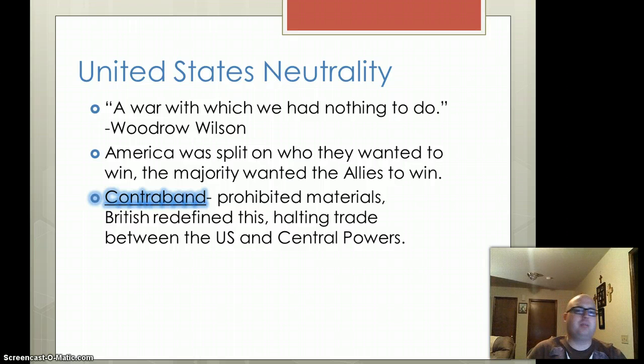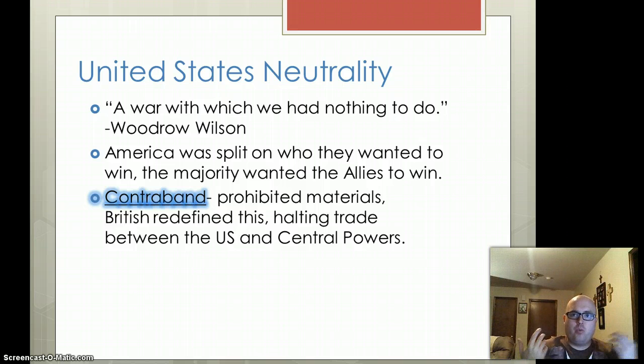Now, America was split. Some people wanted to side with Germany, with many Germans here in America, and the majority of people wanted to side with the Allies. But no one really wanted to go to war. Some did, to help our brothers out, defeat tyranny and spread democracy. But for the most part, we're going to remain neutral. And that's going to be tough to do with both sides wanting us, which makes it very difficult, especially trade.